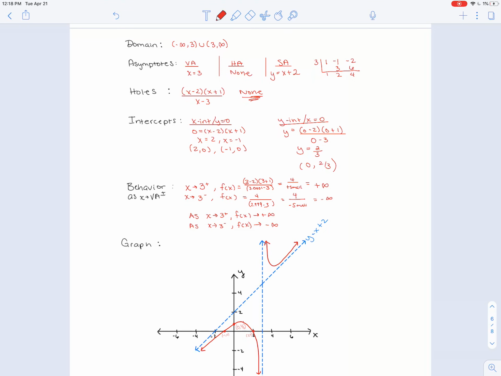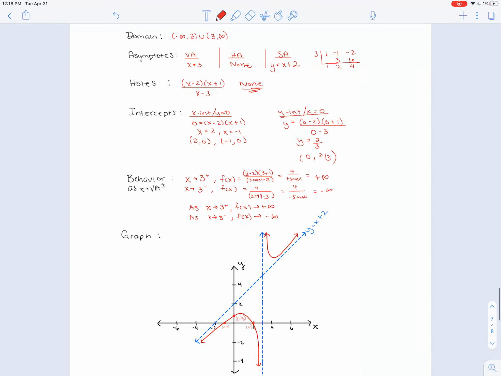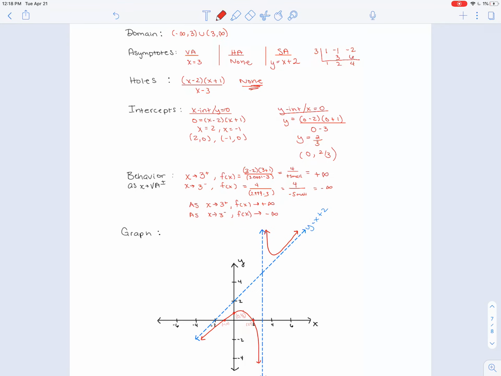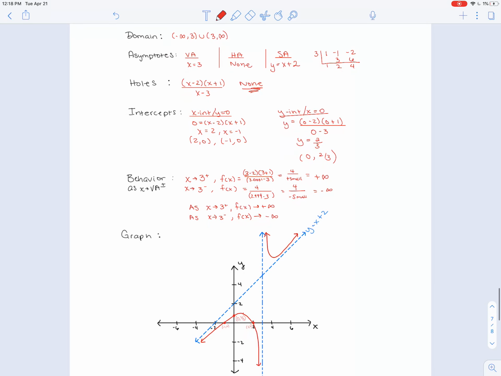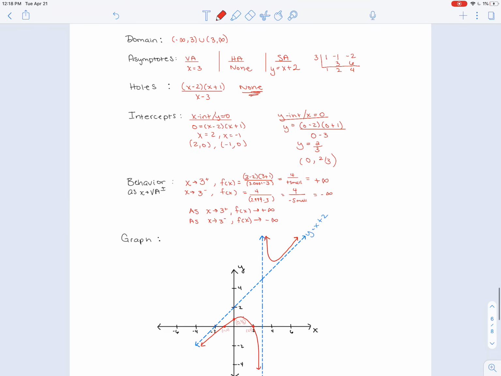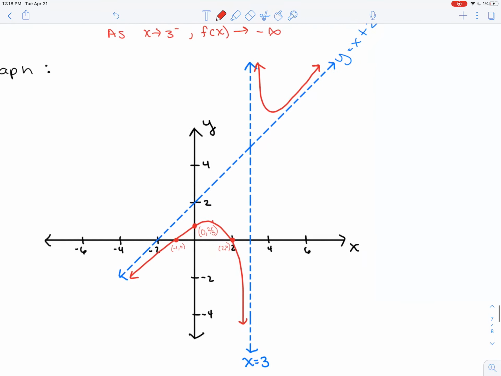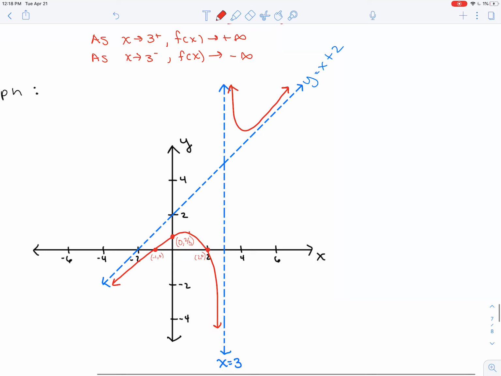So we have our domain, our asymptotes, there's no holes, there's no removable discontinuity, our intercepts, the behavior of our graph. In this case, we do have a slanted asymptote, which means no horizontal asymptote. And then if you put it all together, that is what your graph should look like. You can press pause if you need to check your work. Make sure you have everything. And I'll zoom into the graph. There you have it.